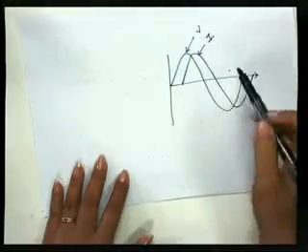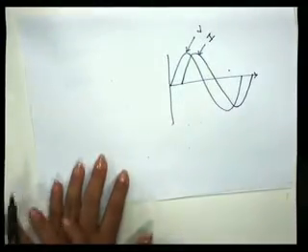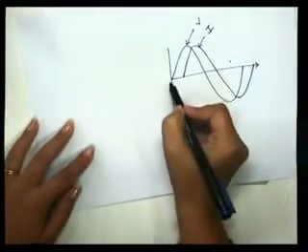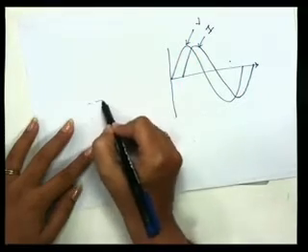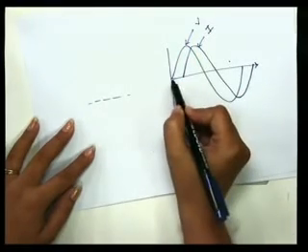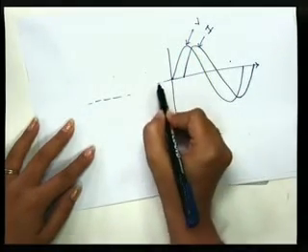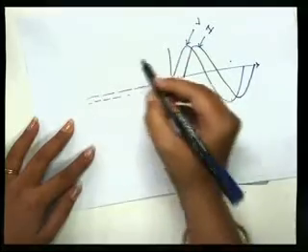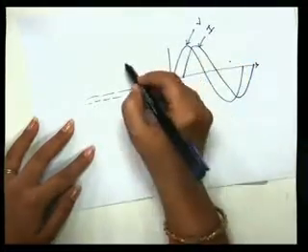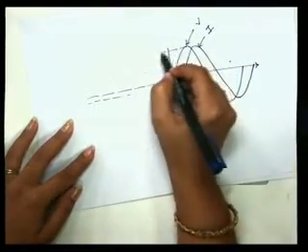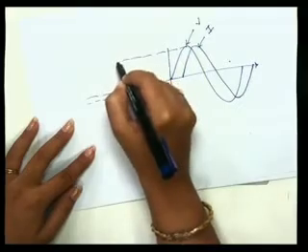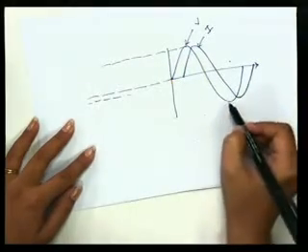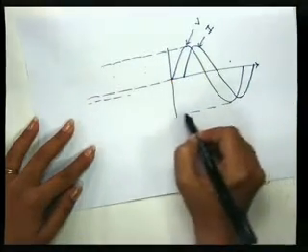this alternating quantity by a vector. So again, keep the reference axis as it is. Draw one circle, and the radius of the circle should be equal to the amplitude of the alternating quantity.